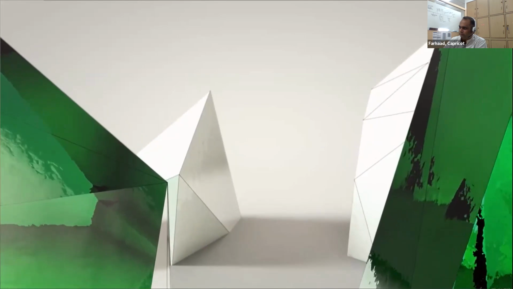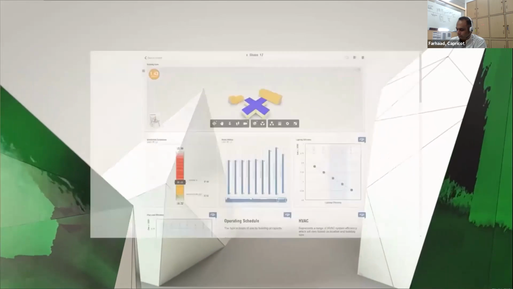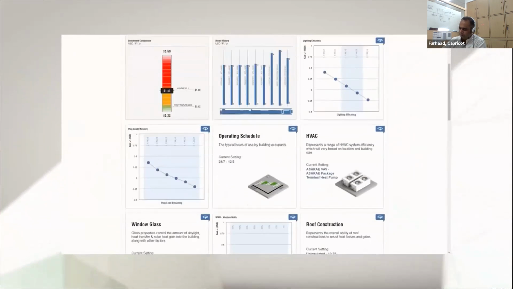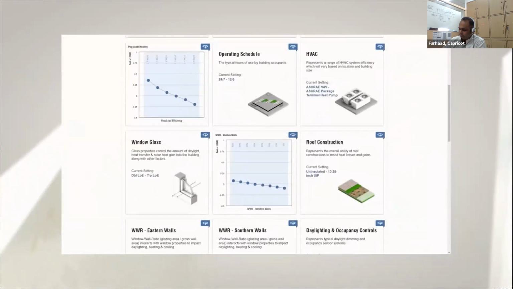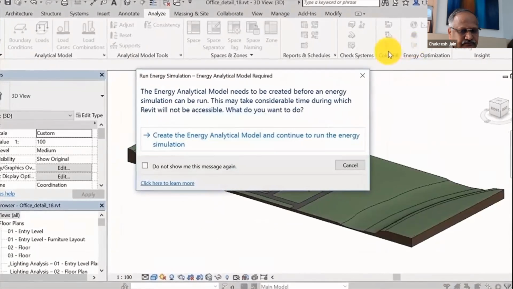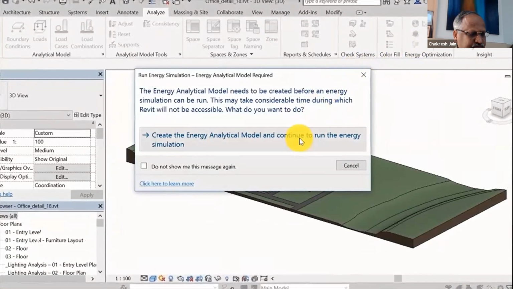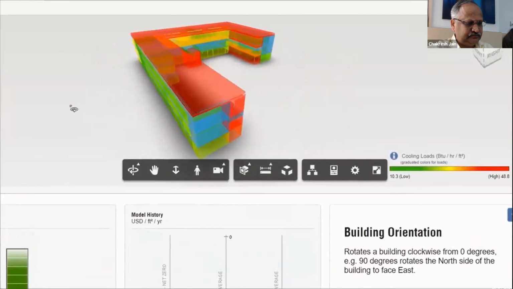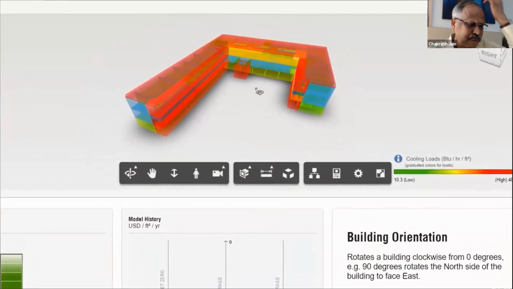Make smarter design decisions using Insight's cloud-based analysis tools to iterate and optimize project parameters during the design phase. For example, use Insight to automatically create energy models from Revit, from concept to detailed design, access analyses and visualizations directly in the modeling environment.